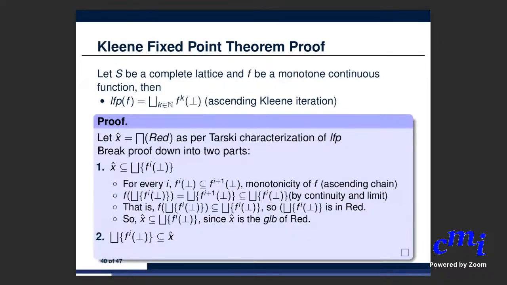Okay, here is the proof. As we know, by definition, Tarski's characterization says the least fixed point is the greatest lower bound of all the elements in the reductive set. We already had a proof of Tarski. Here, what Kleene's theorem says is that the least fixed point is the least upper bound of this possibly infinite ascending chain. That's the limit, the least upper bound of that chain.